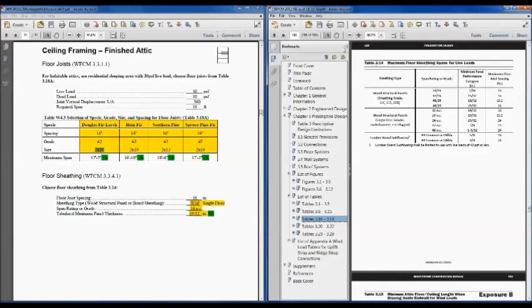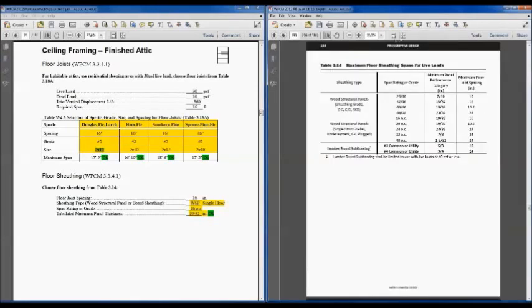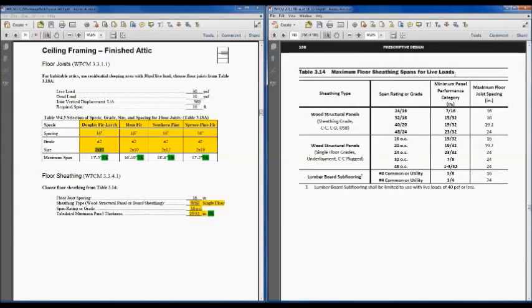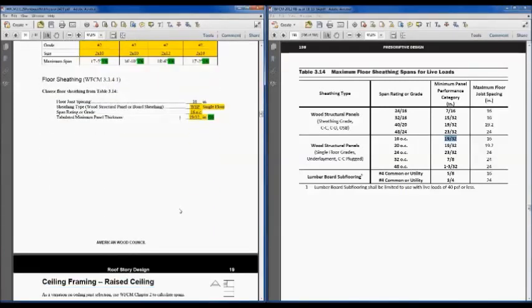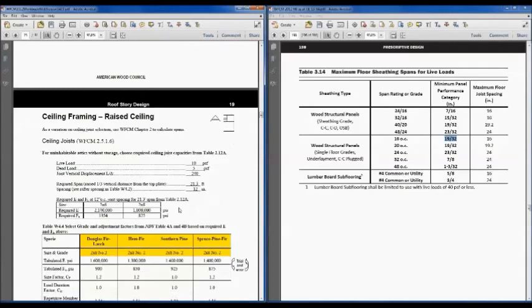So this is for table 314, maximum floor sheathing spans for live load. So it's pretty much all inclusive there, and you can see that you need 19/32 inch wood structural panel single floor applications for that. So again, not going to spend a lot of time on that. You end up pulling that from this table here, and those are pretty easy lookup tables in lots of literature.